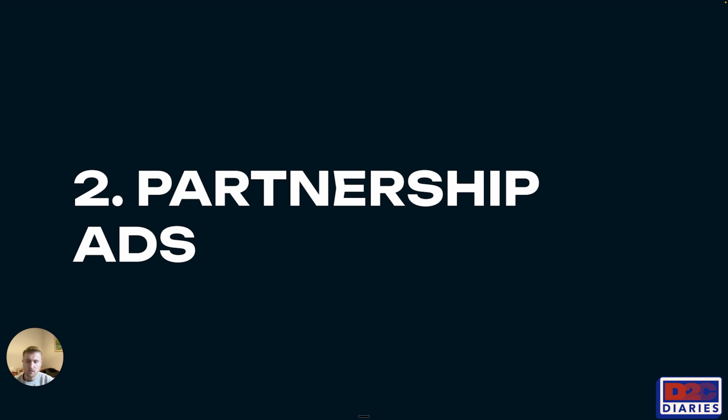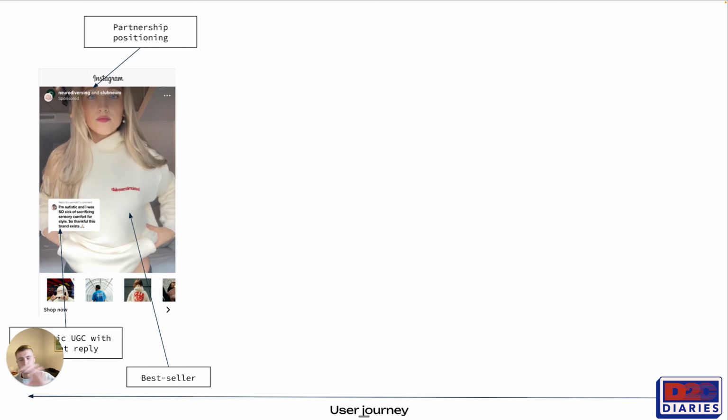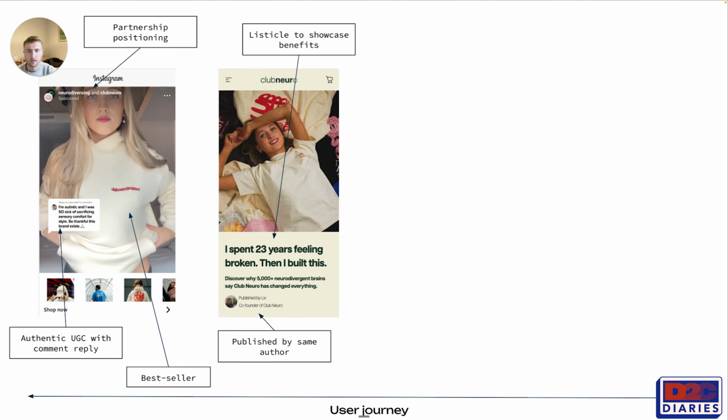Second is partnership ads. So this is taking the example I shared previously and just pulling it throughout the funnel. You can see that partnership positioning, neurodiversity and Club Neuro. The brand is leveraging authentic UGC comment replies as a hook. So it feels very native, feels very organic. And then we know from data that this is a bestseller, and I think that is key. We want to be focusing these top of funnel third party ads on products that we have data on having the best chance of success and highest conversion rate. So focusing on a bestseller.